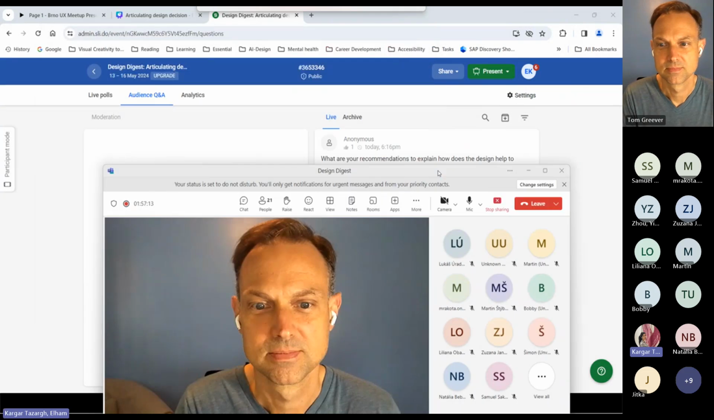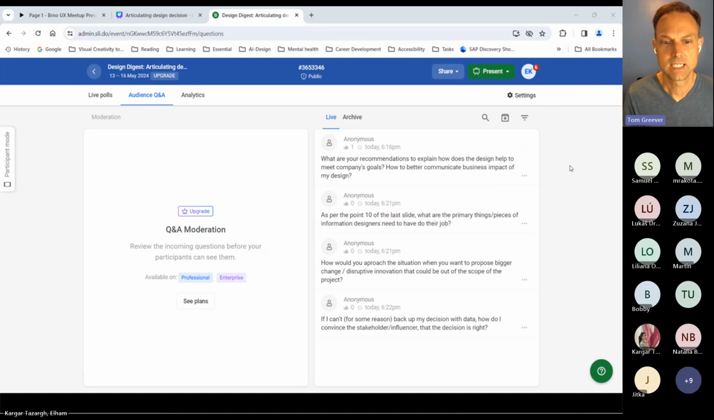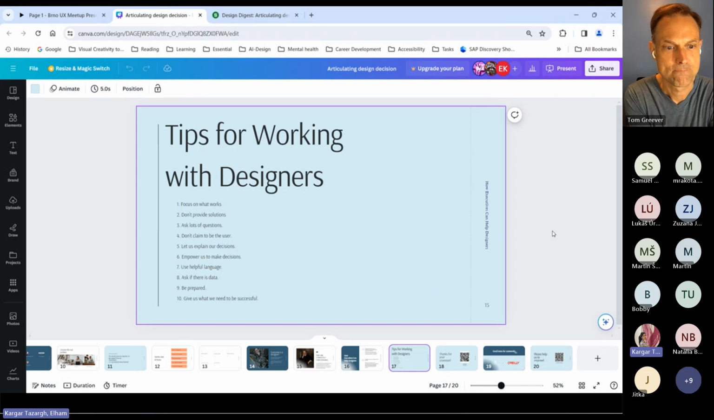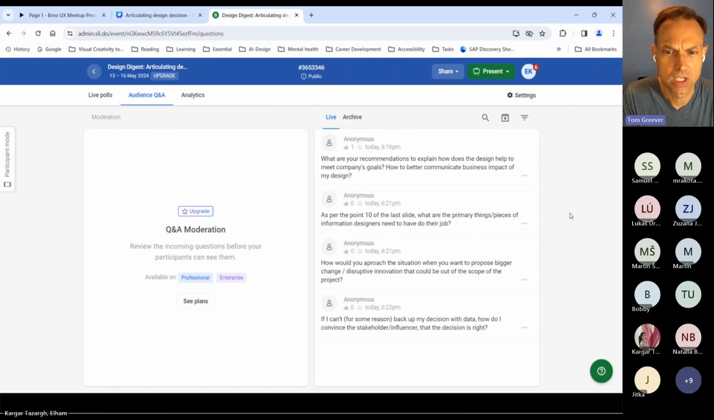Thank you. I can see that there is another question. As per point 10 of the last slide, what are the primary things or pieces of information designers need to have to do their jobs? Okay, could I see that slide? It is related to the tips for working with designers: give us what we need to be successful. Great, thank you for that reminder. And the question is, what are the primary things information designers need to have to do their job?